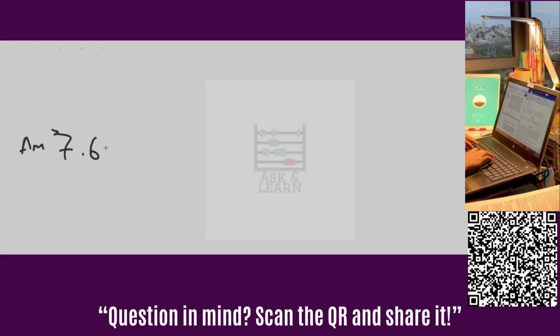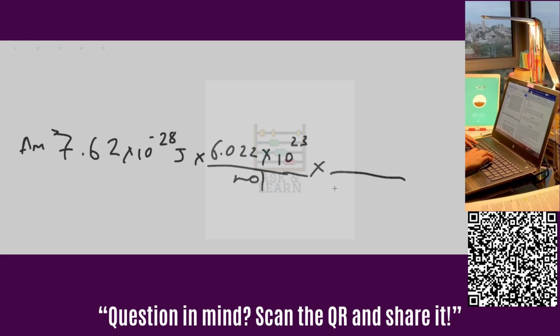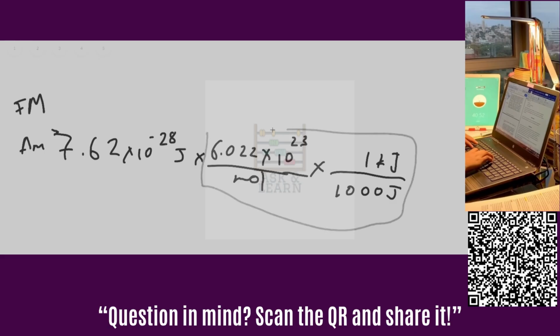So 7.62 times 10 to the negative 28 joules. To get into per mole, we're going to multiply by 6.022 times 10 to the 23rd. That will make it per mole, and then make it kilojoules. We're going to say 1,000 joules is 1 kilojoule. So that's what you need to do to get to kilojoules per mole. And you still have to do the same thing to the FM, the same way. You're going to multiply by this part so that you end up with the answer in kilojoules per mole.